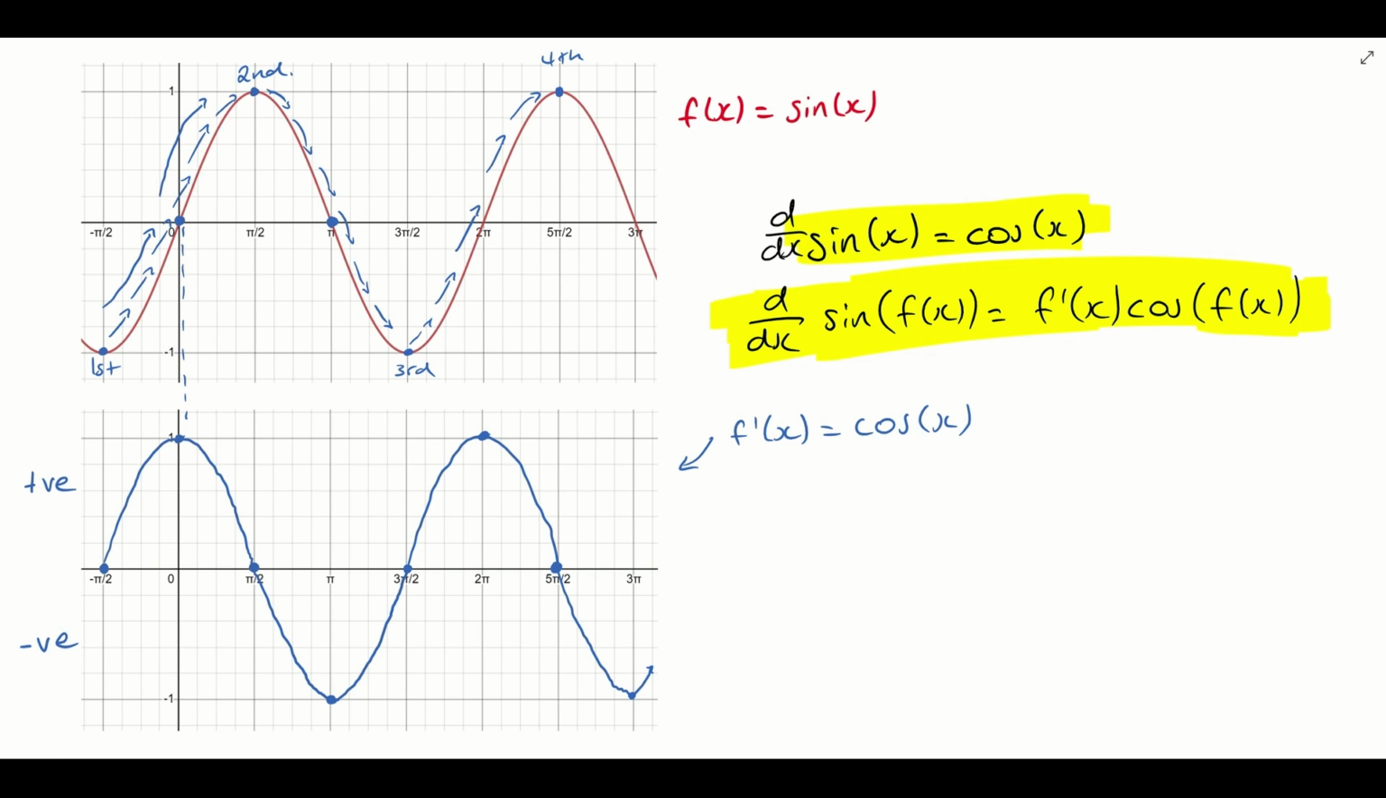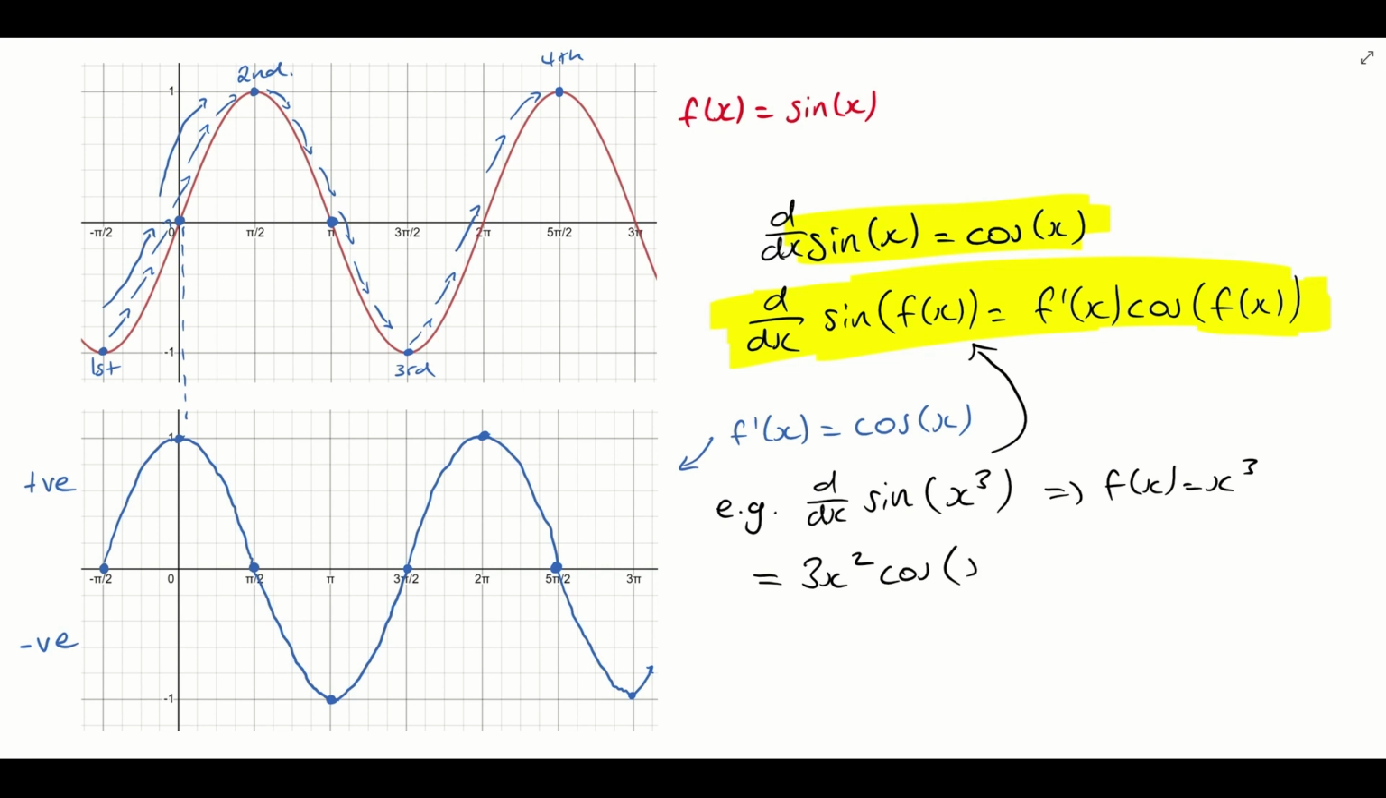Okay, so for example, we are asked to find the derivative of sine of x cubed. Well, in this case, our function of x is equal to x cubed, right, from our formula. So the derivative is going to be the derivative of the function of x, which is 3x squared, times by the cosine of the original function, x cubed. So the derivative of sine of x cubed is 3x squared times cosine of x cubed. Okay, so that's working out the derivative of the sine of x.